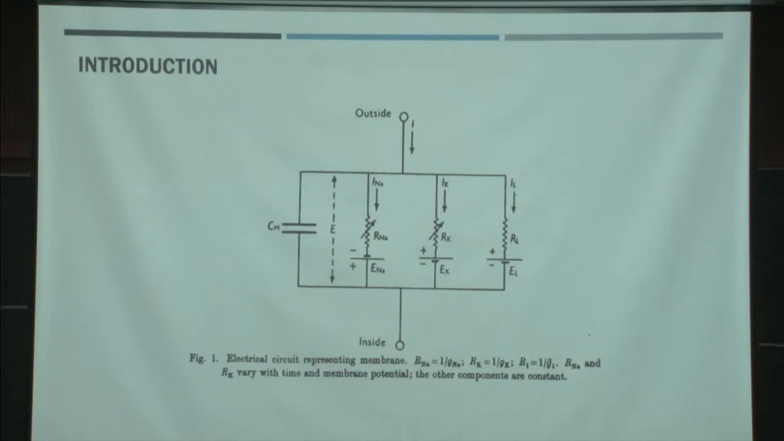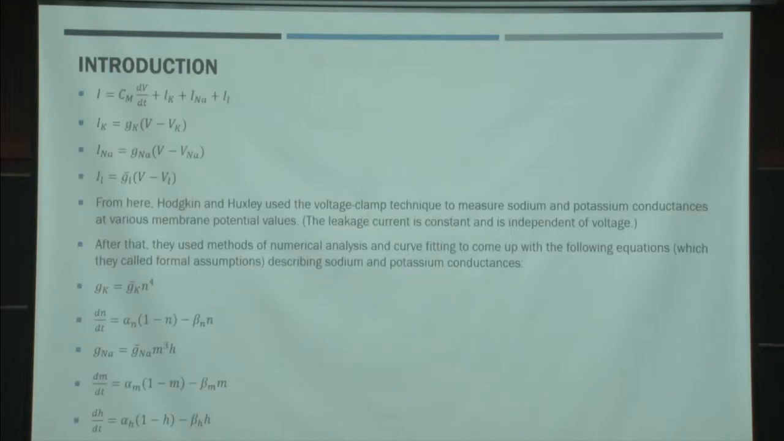So this is the basic circuit, and since they use the current, they use Ohm's law to come up with this basic equation. The total current is the sum of the capacitive current, sodium current, potassium current, and leak current, and they have various formulas for those.